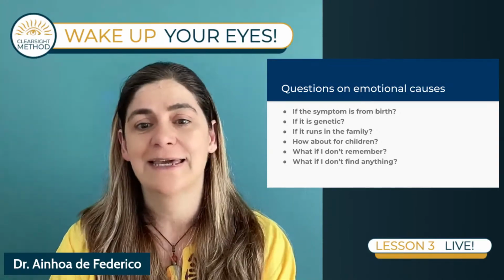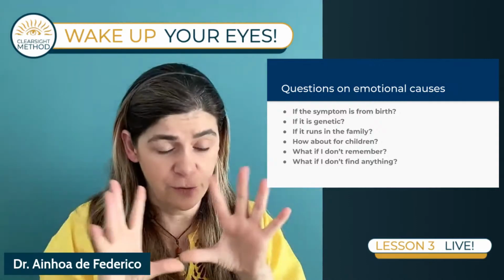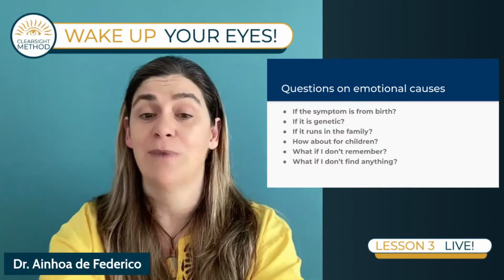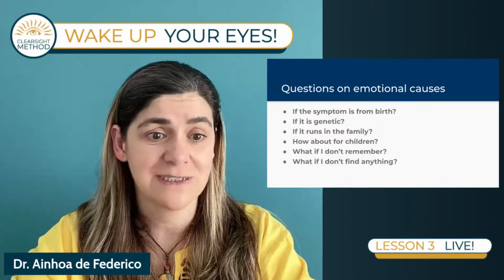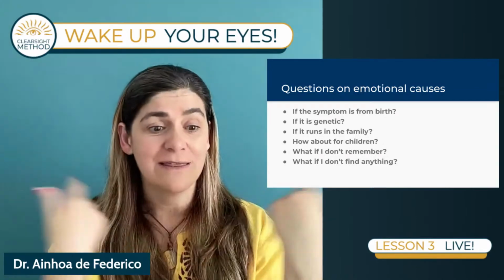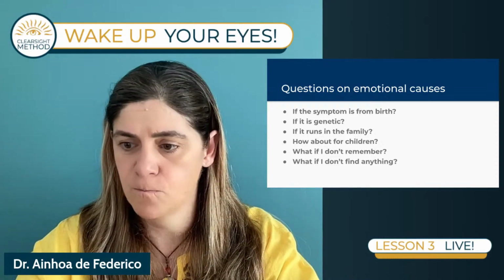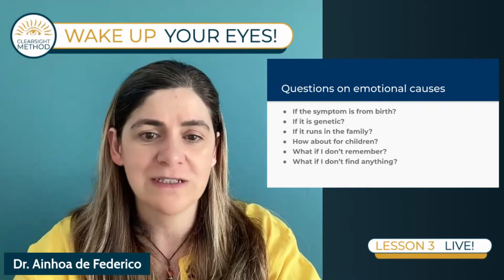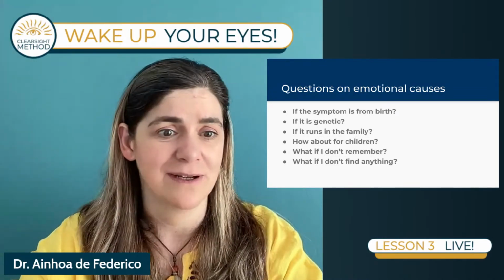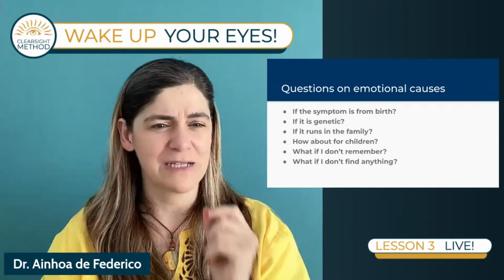And also, kids up to 7 years old are an emotional sponge of what is going on in the family. So maybe when it's about children's symptoms, the issue is not in the child's life, but in what's going on in the family life at the time. Yeah, so that's interesting to look at. Now, what about if you don't remember? Well, if you don't remember, I don't think I mentioned this today.